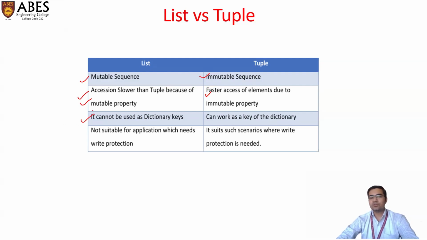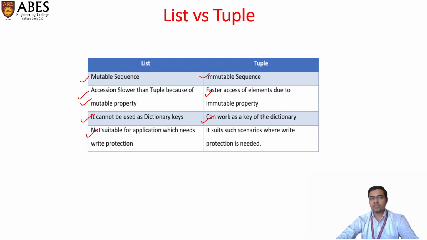A list cannot be used as a dictionary key. In a later lecture, we will discuss the dictionary, where we will see that a list cannot be used as a key. Okay, but tuples can work as a key of the dictionary.